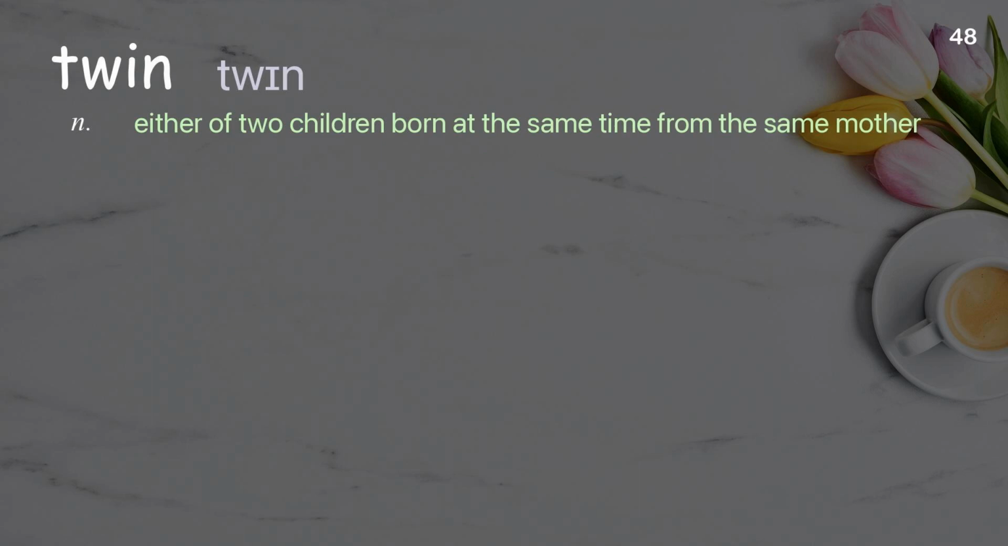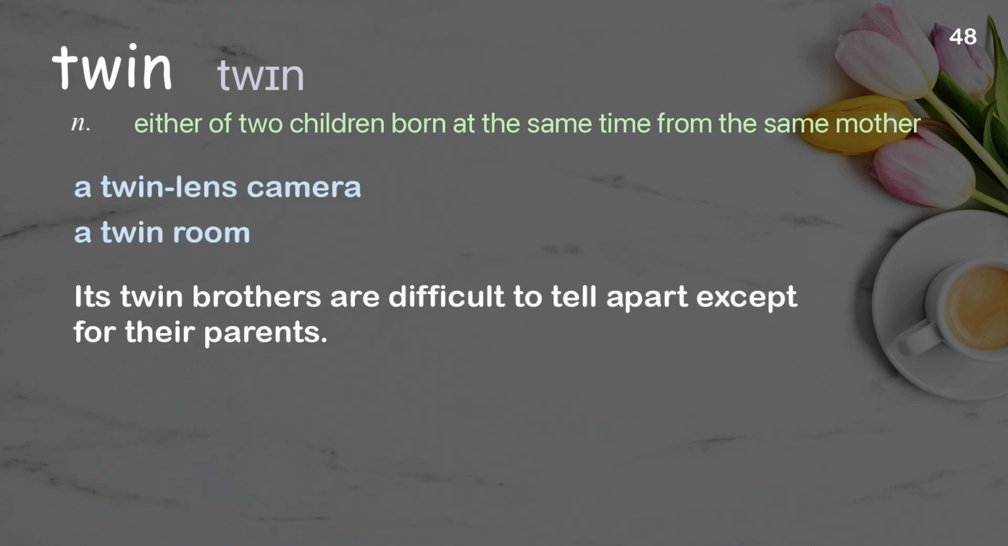Twin. Either of two children born at the same time from the same mother. Examples: a twin lens camera. A twin room. Its twin brothers are difficult to tell apart except for their parents.